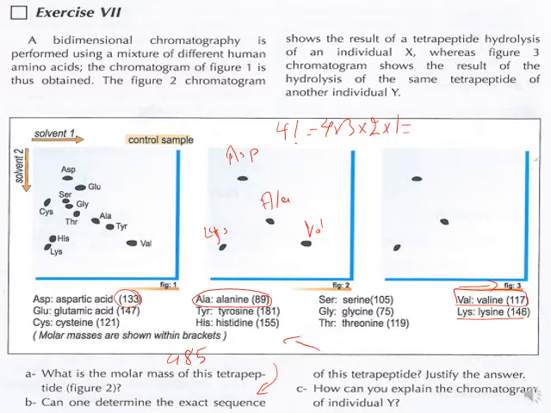Because we have 4 different amino acids, 4 factorial is 4 times 3 times 2 times 1. 4 times 3 is 12, times 2 is 24, times 1, so it's 24 different combinations.